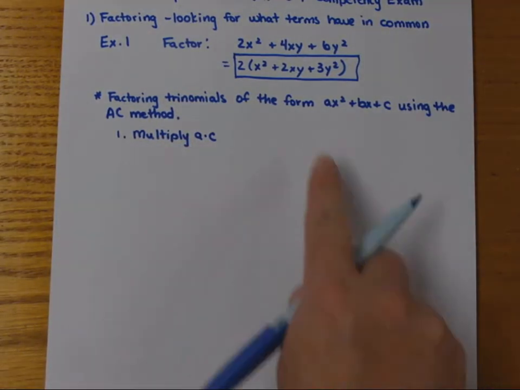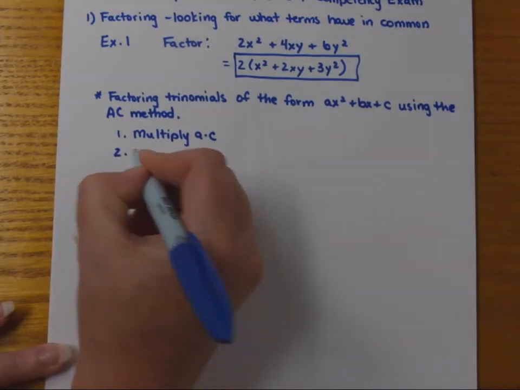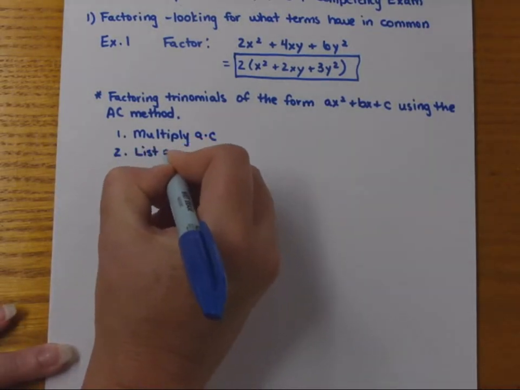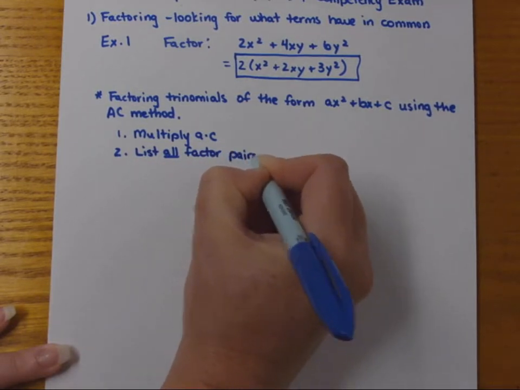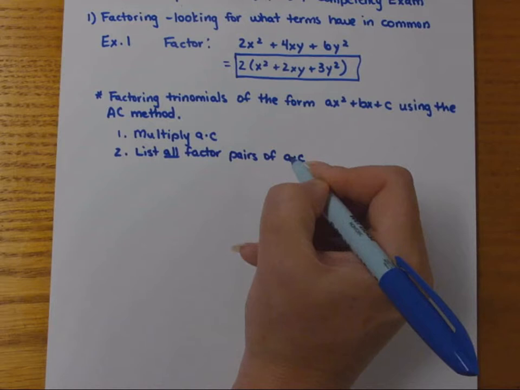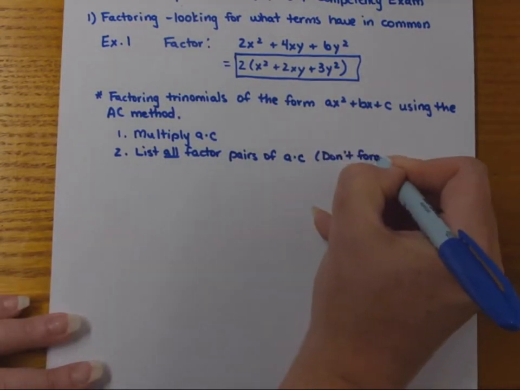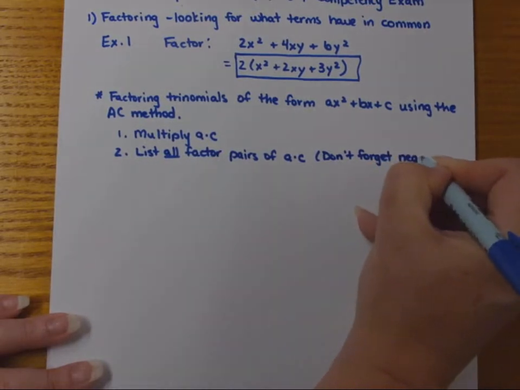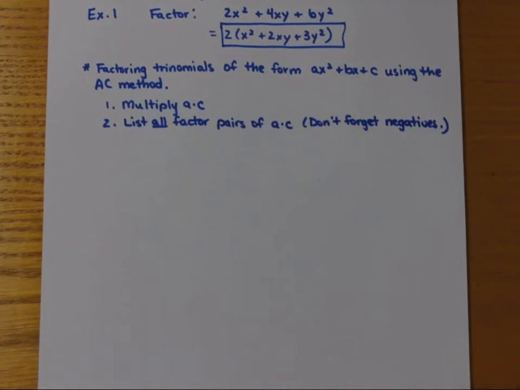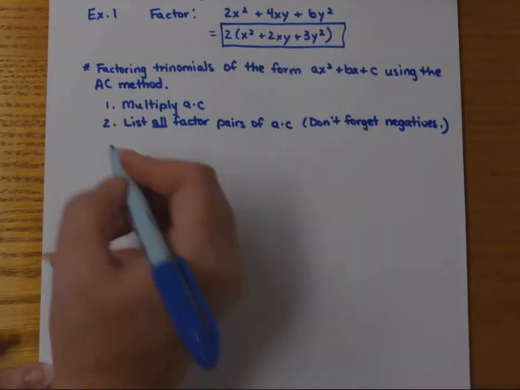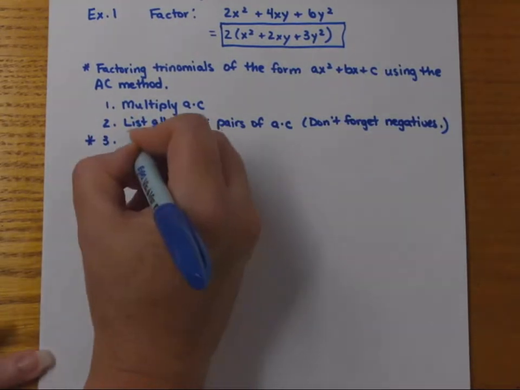First, you're going to multiply a times c. In other words, multiply the first number times the last number, the constant. Step number 2 is you're going to list all factor pairs of that number a times c. Something that a lot of students typically forget is that a lot of times, or all the time actually, you will have 2 sets of numbers, and you will have some negative values you have to think about. Step number 3 is probably the most important step of the whole process, so that's why I put a star by it.